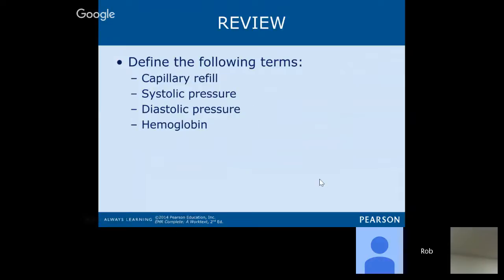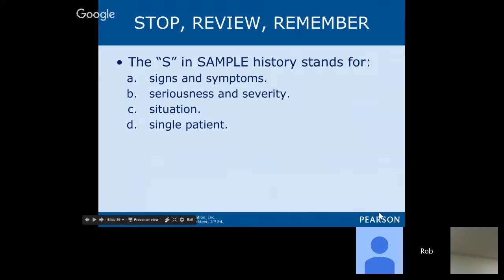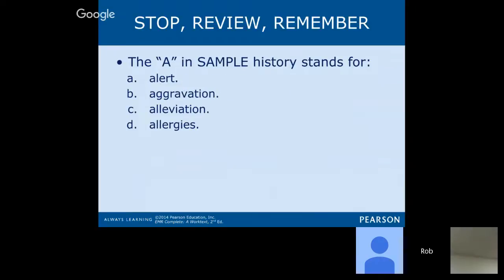All right, which of the following is considered a symptom? A symptom to have chest pains. Yeah, because that is a symptom, right? I guess they're all kind of signs, aren't they? Yeah. The S in SAMPLE history stands for signs and symptoms. Good job. A, allergies.